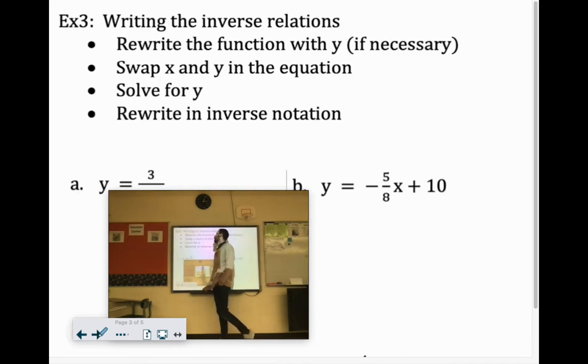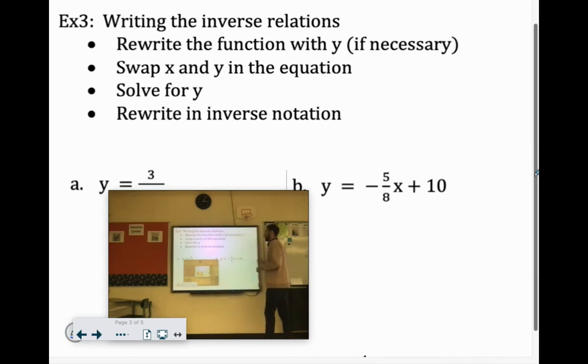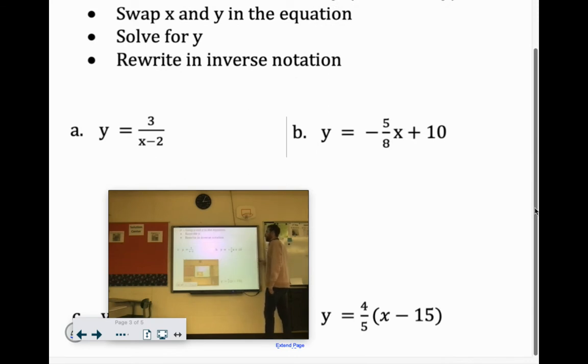Alrighty. Here's where it gets fun and exciting. They're going to give us equations, and we're going to have to find the inverse of that equation. So again, we're going to rewrite the function with y if needed. Usually it's listed as f of x, but just picture it as y in your head. We're going to swap the x and the y, and then resolve it for y, and then rewrite it at the end in inverse notation.